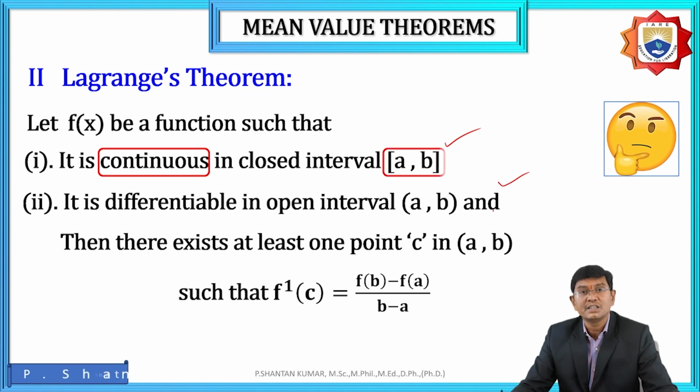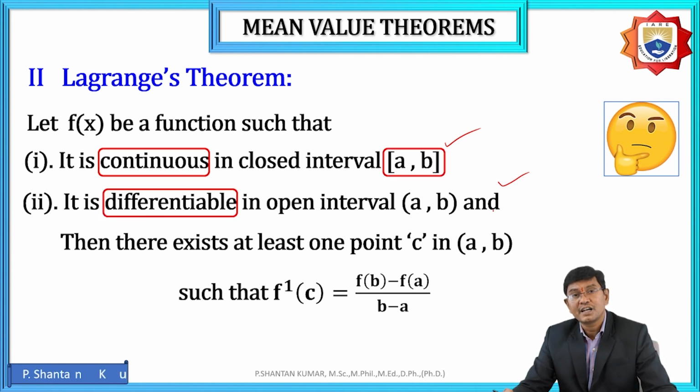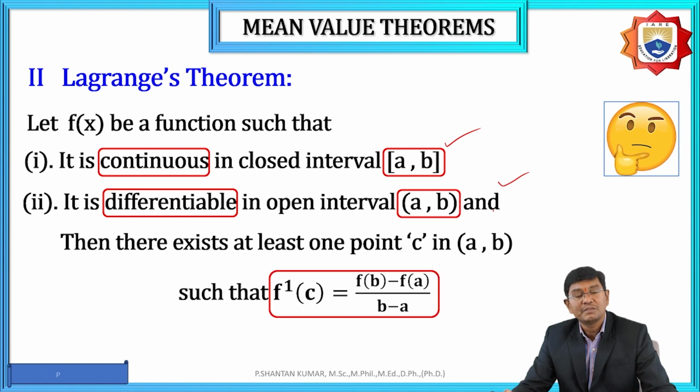It is continuous in the closed interval and differentiable in the open interval a comma b. Then there exists c belongs to a comma b such that f dash of c is equal to f of b minus f of a by b minus a. That is the condition.